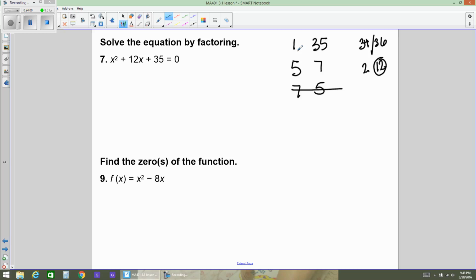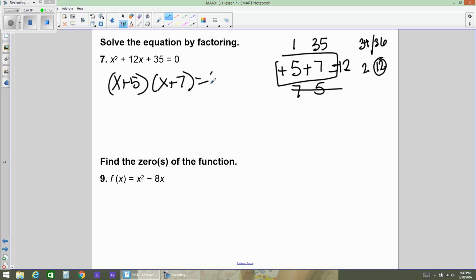And I want them to add up to equal a positive 12, which means they both need to be plus signs. So I have x plus 5, and I have x plus 7. If I set that equal to 0, and I solve, I'm going to get x equals negative 5, or x equals negative 7.